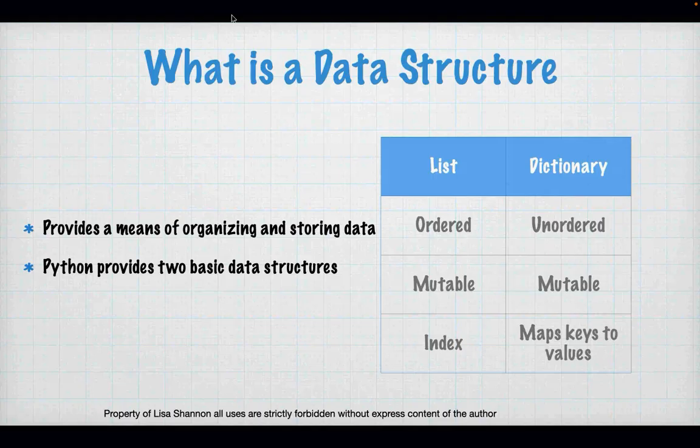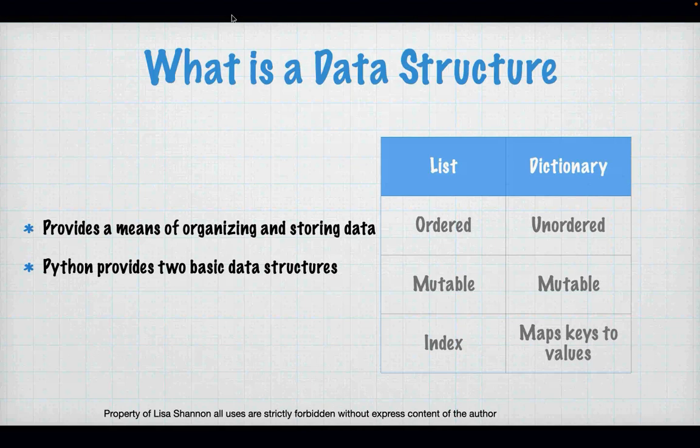So what do I mean by a data structure? Well, a data structure is simply a means of organizing and storing data, because we're not always going to have one or two or three word answers. Oftentimes, in my line of work, we are interacting with large information systems, like databases, and sometimes multiple databases. So we have to be able, inside the program, to structure the data in a way that's meaningful. And the way we do that is with one of two data structures that Python provides.